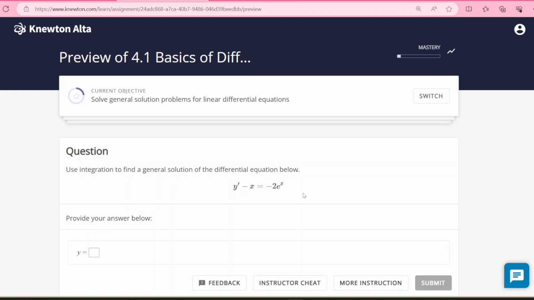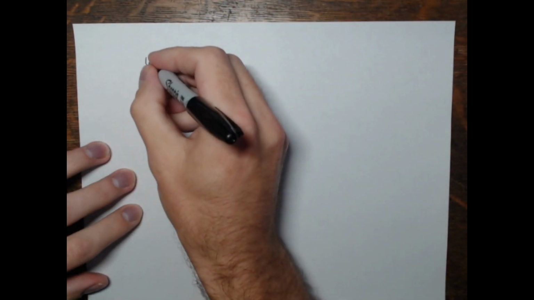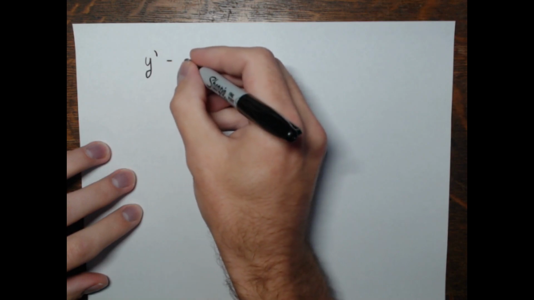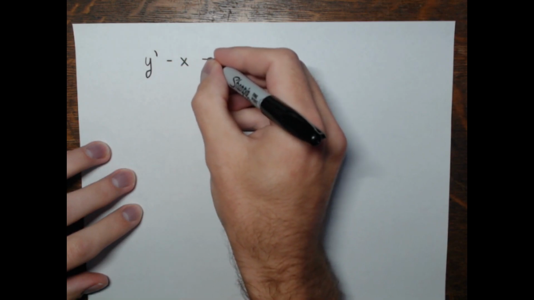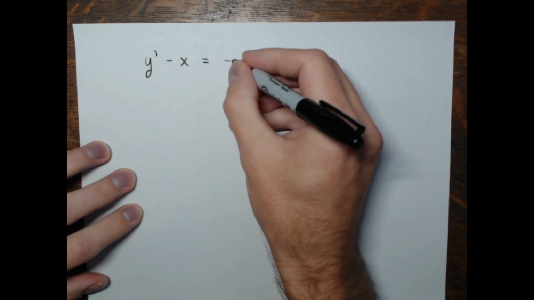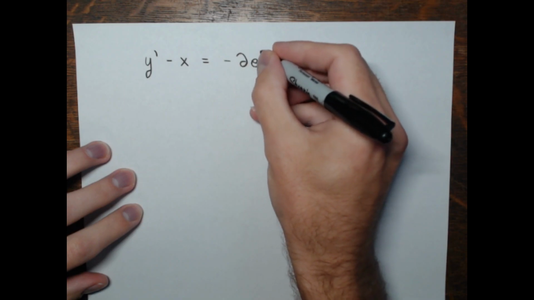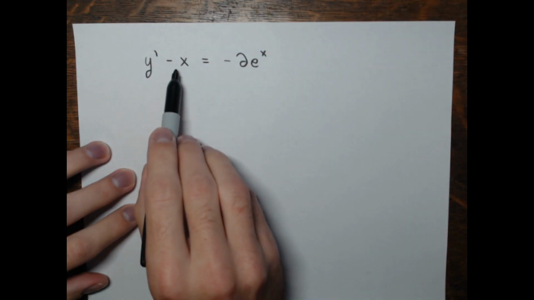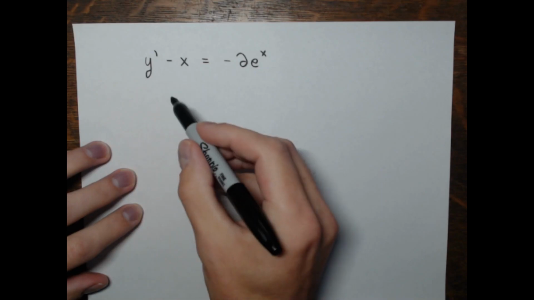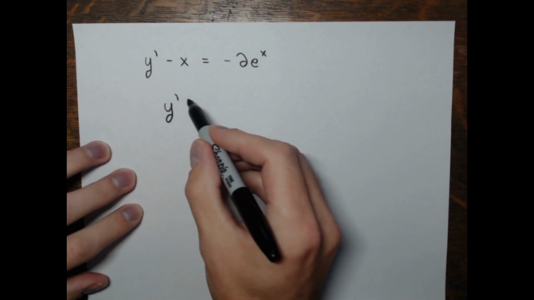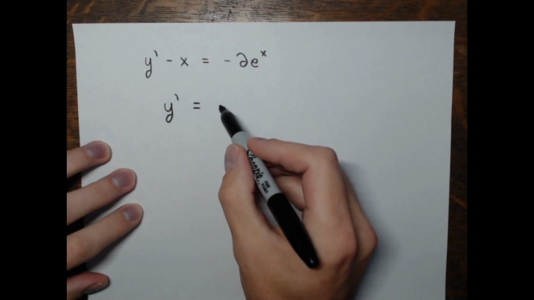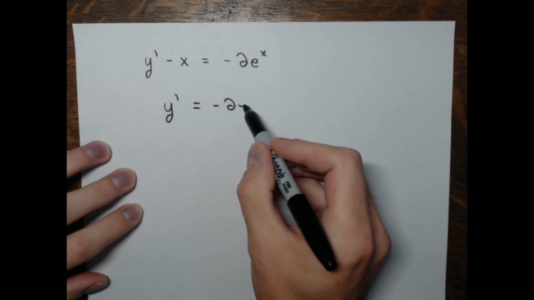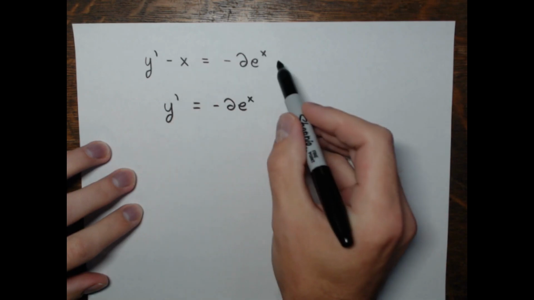All right, so let me write that out. So we're given y prime minus x equals -2 times e to the x. Simply add x, isolate y prime here. So y prime is -2 e to the x plus x.